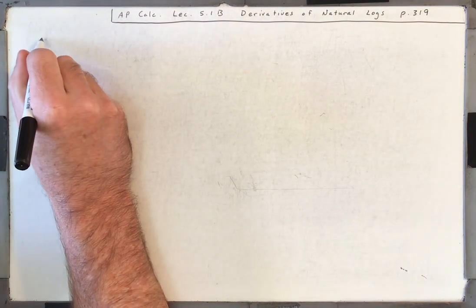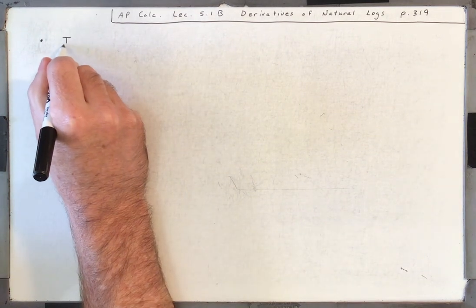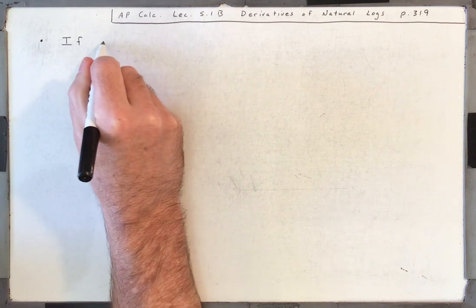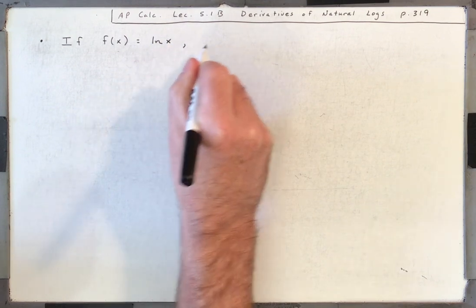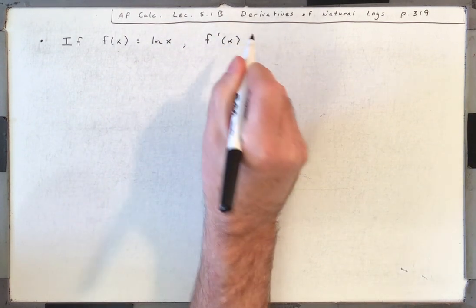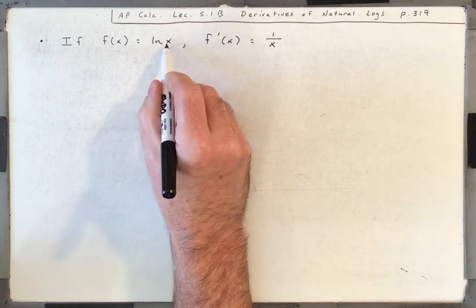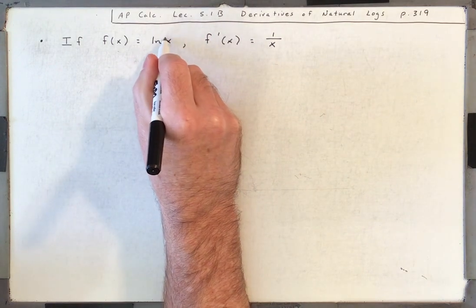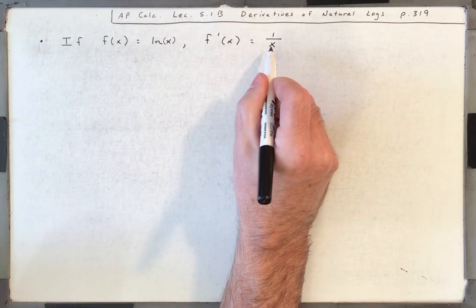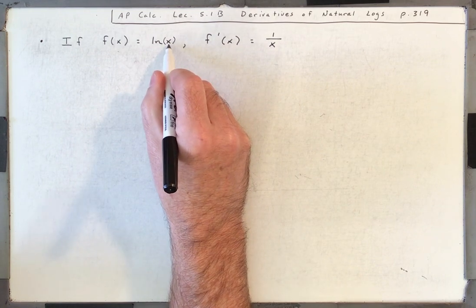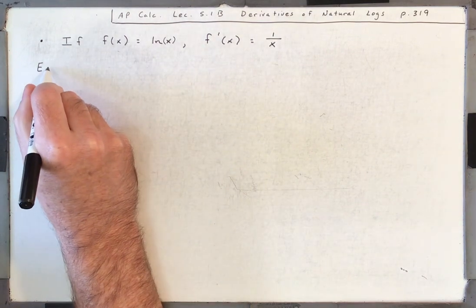So not much in the way of notes, mostly example problems today, but the one note you have is that if f of x is equal to the natural log of x, then f prime of x, the derivative of the natural log, is 1 over x. So think of x kind of as the blob. So it's 1 over the blob, and then times the derivative of the blob. Okay, so let's do an example here.